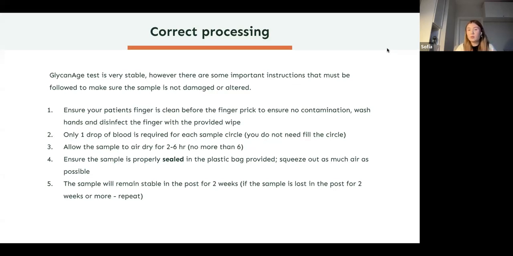As such, the sample will remain stable in the post for 2 weeks. So please, if you don't hear from us in 2 weeks after you sent the sample, unfortunately, the sample has been lost, or it is too late for us to analyze it because the quality of blood won't be the same. So just let us know and we'll ship out a replacement for you.